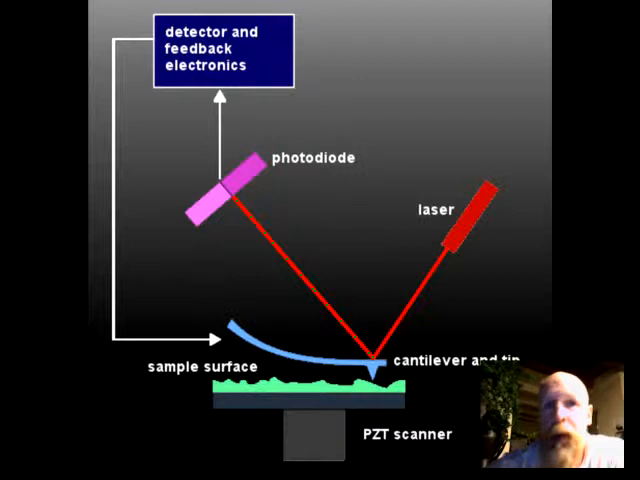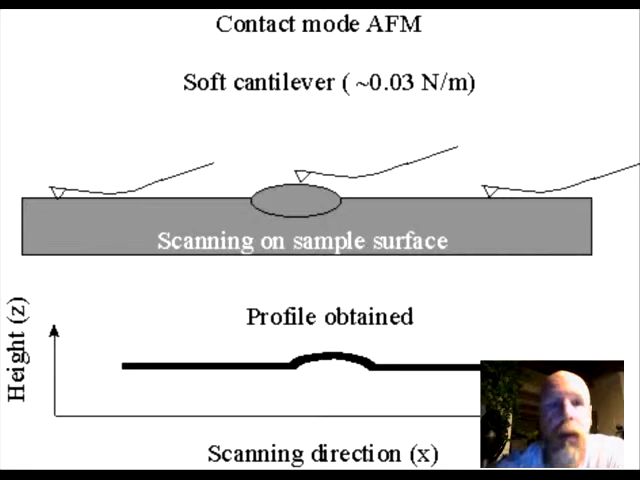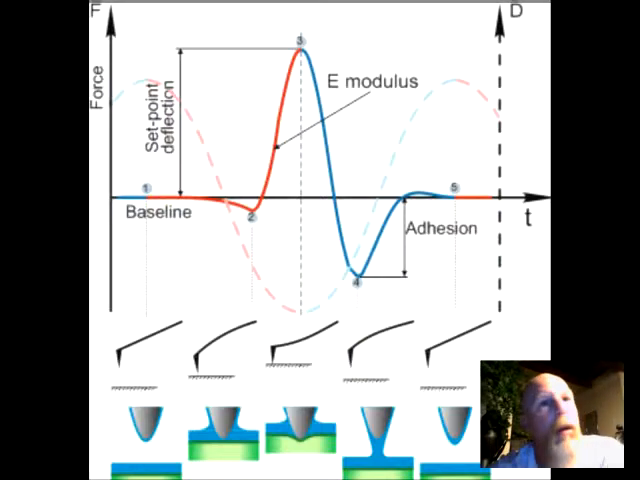There are also three standard modes in which these measurements are taken. First, contact mode. In contact mode, the tip is dragged across the surface of the sample and the contours of the surface are measured, either using the deflection of the cantilever directly or sometimes using the feedback signal required to keep the cantilever at a constant position. Our next one is our tapping mode. I'll give you a little diagram of that as well.